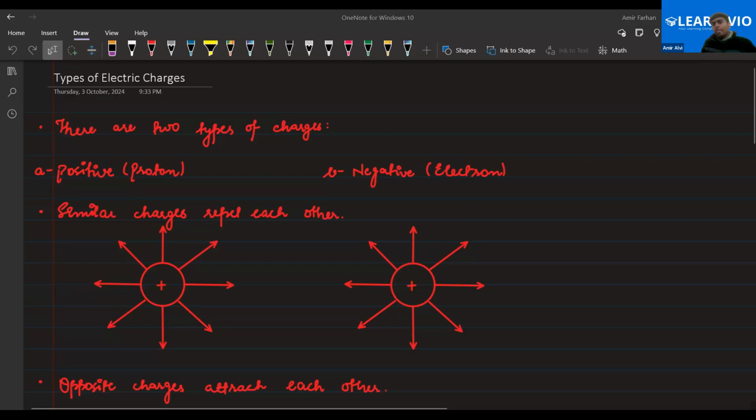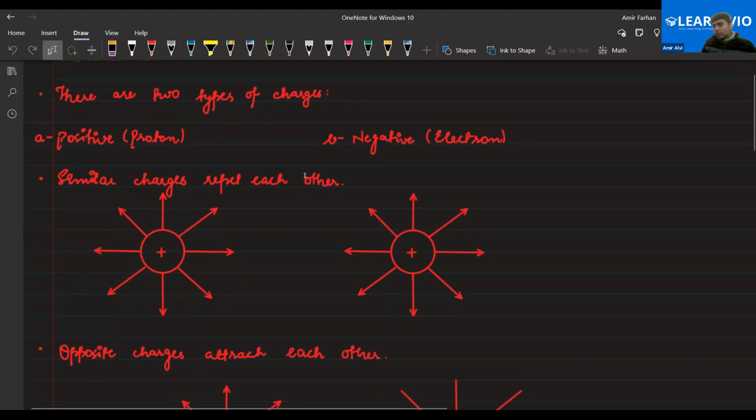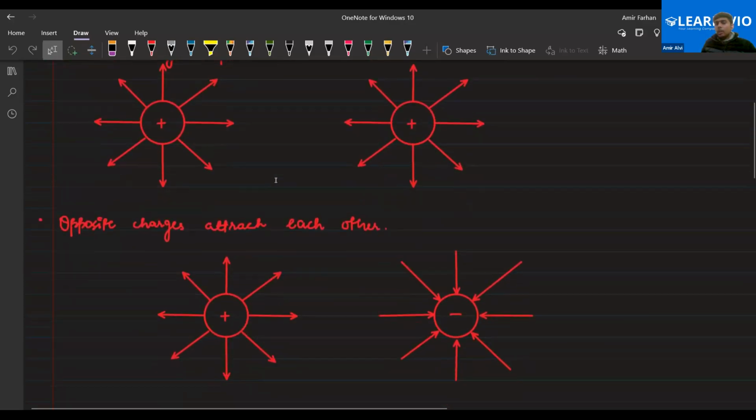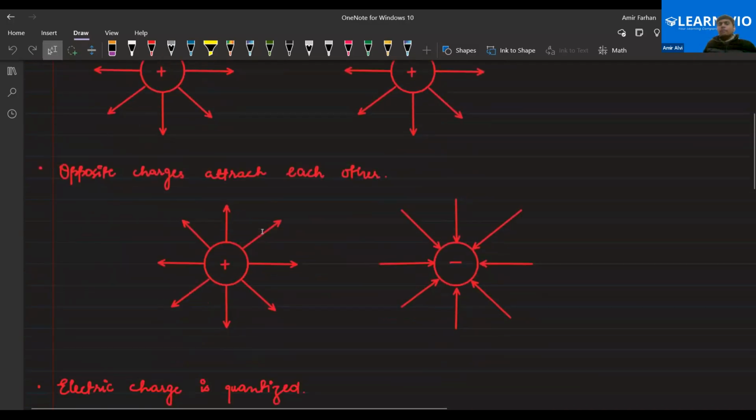Okay, so this is the chapter, your electricity chapter, which we are going to study. According to electricity, we have two types of electric charges, that is proton and electron. Proton means positive charge, electron means negative charge. Similar charges repel each other. This is the first property of the charges, and opposite charges attract each other. Yes or no?